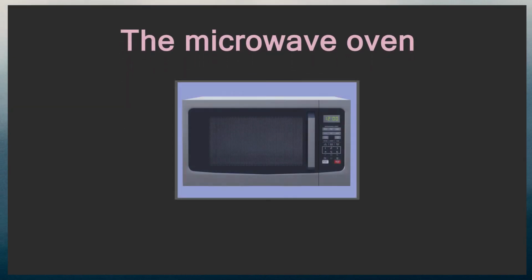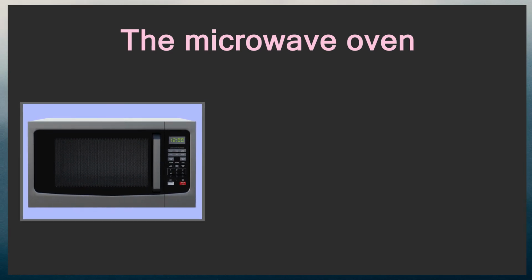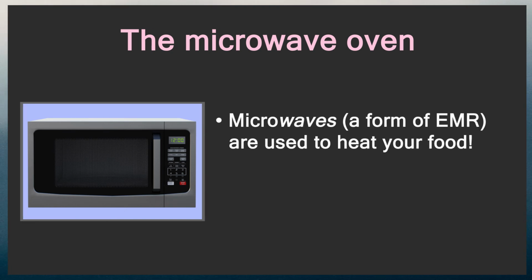Now that we have an idea of what EMR is and where it comes from, we can discuss a few of its applications. Let's begin this section with a device you're probably familiar with, the microwave oven. What happens when you place that delicious leftover pizza in a microwave oven? Well, the microwave oven is utilizing the properties of microwaves, a form of electromagnetic radiation, to heat your food.